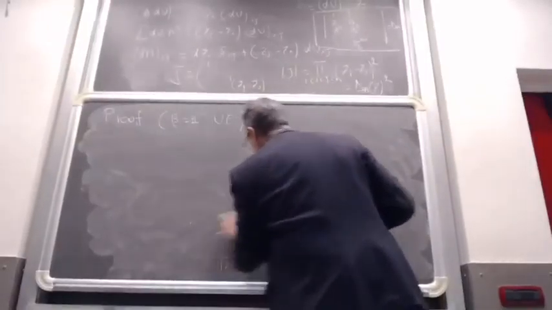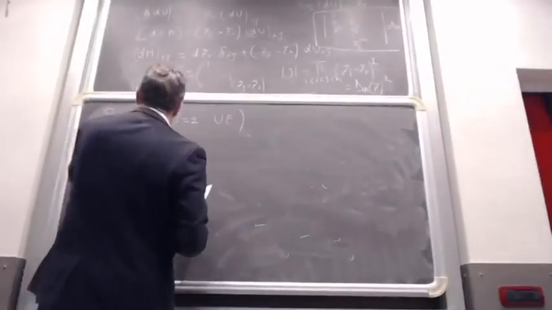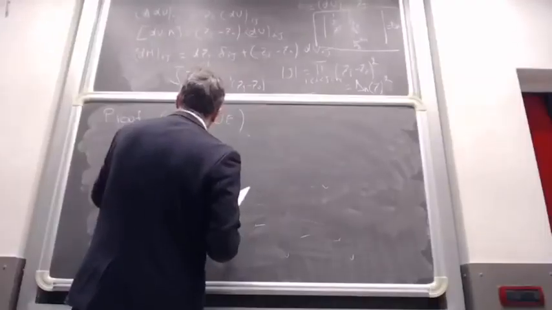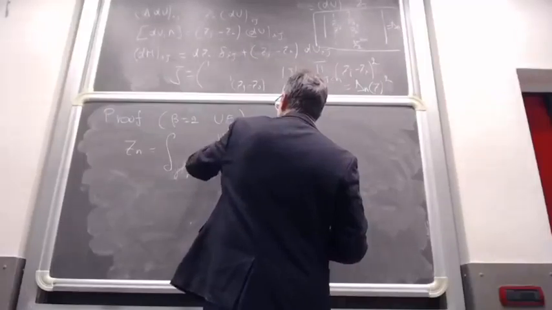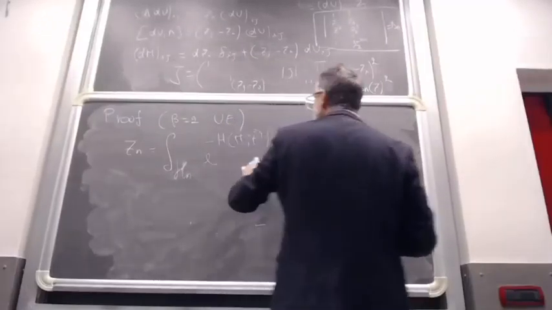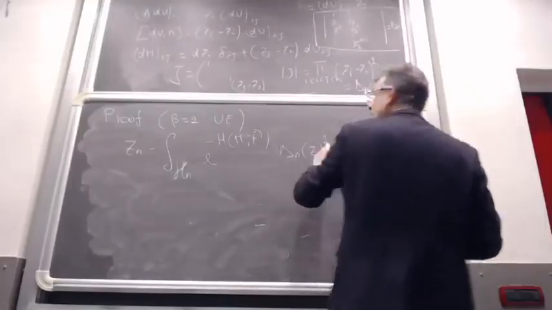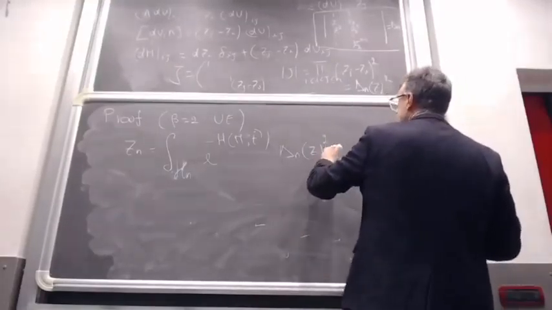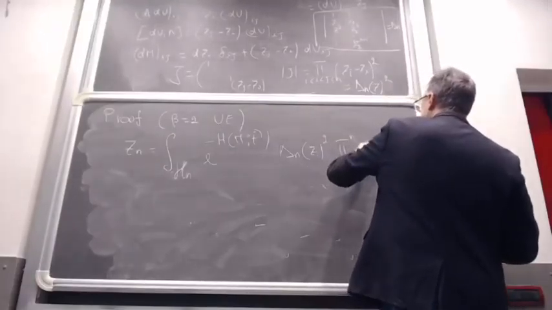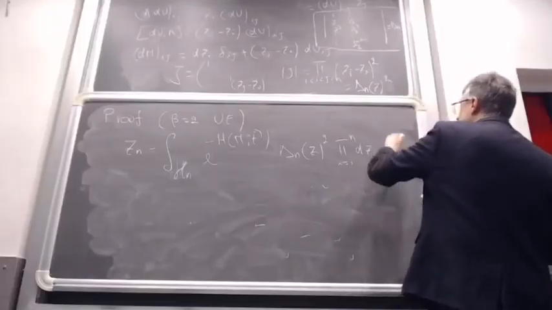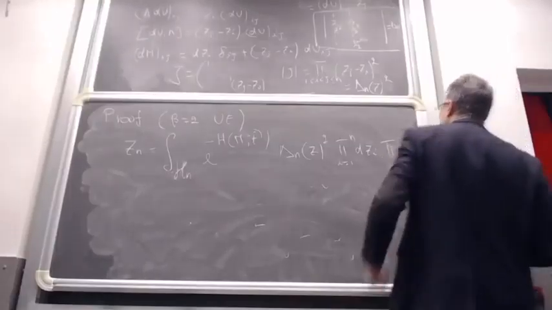The partition function becomes Z_N equal to the integral over the Hermitian matrices of e^{-H(M)}, and then we have the Vandermonde determinant squared, times the product of the diagonal variables, the eigenvalues, and then the product of dU_ij, for all i and j.